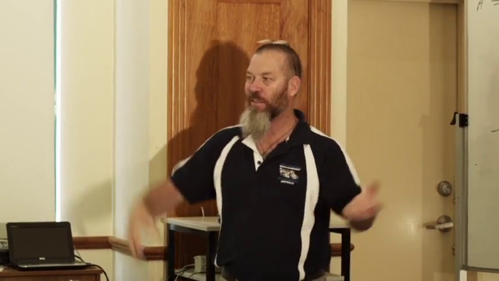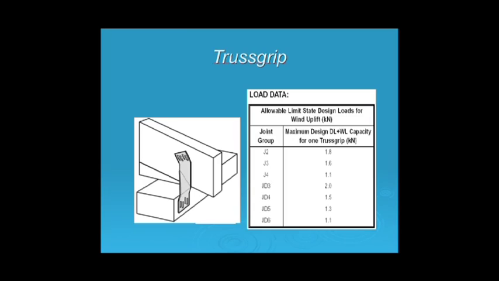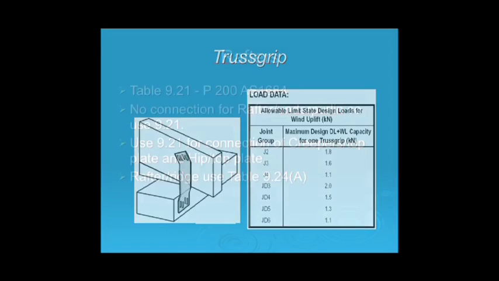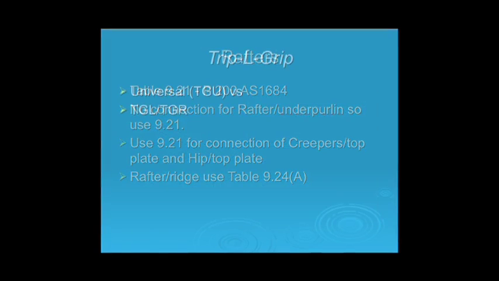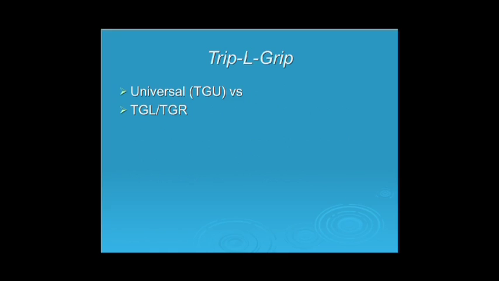Doesn't make sense. If you go to your manufacturer, you can get proprietary connections like this. And if you look at the value of this one in JD5, it has a value of 1.3 kilonewtons. Okay? And these things work okay. These are a bit of a bugger to attach. You nail that into the side of the truss first, or into the side of the rafter, and then onto the top plate second. But they work.